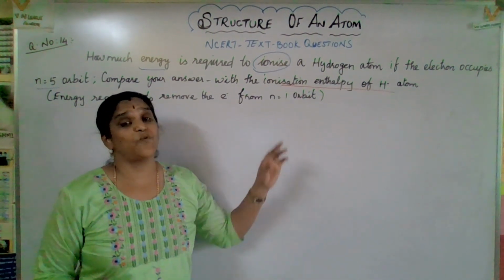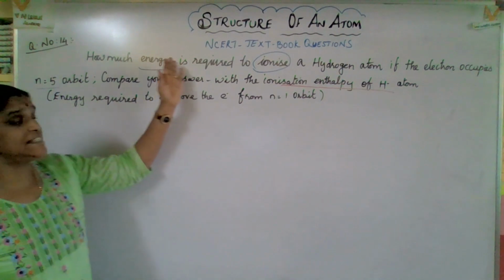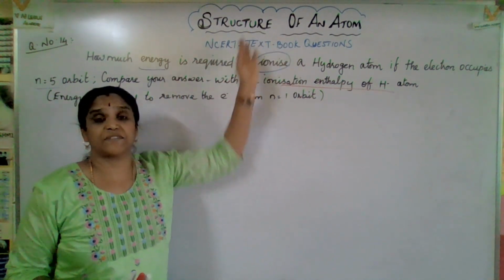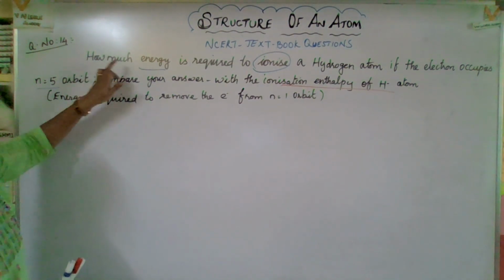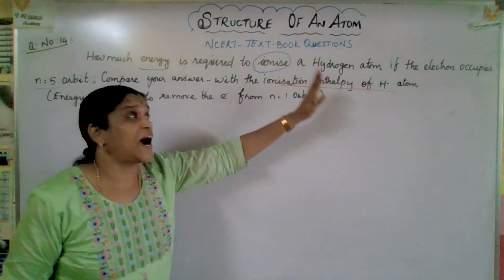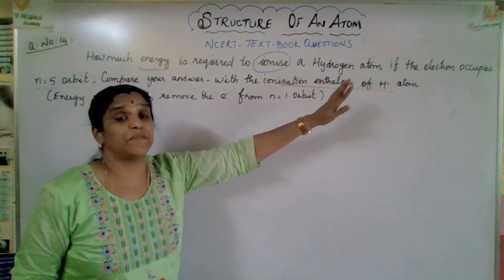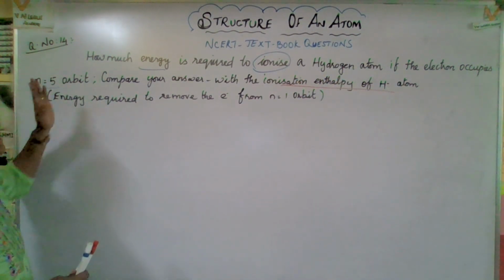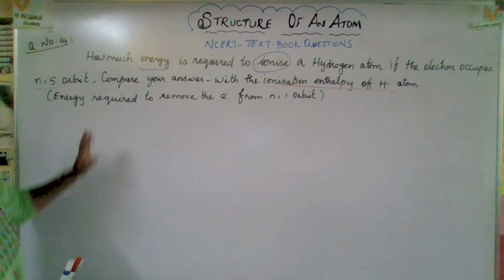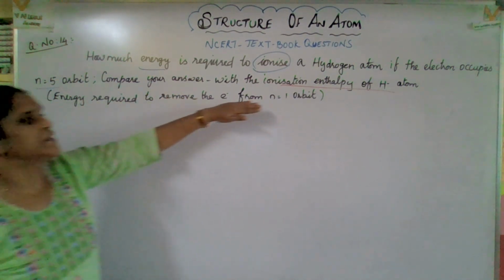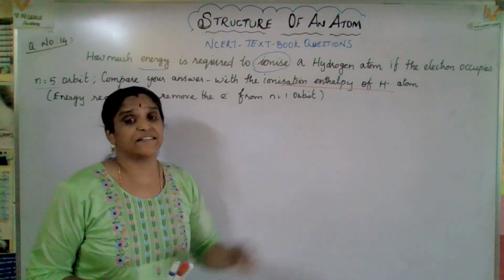Students, let us watch how to solve the NCERT based type questions from structure of an atom. Question number 14 onwards. How much energy is required to ionize a hydrogen atom if the electron is present, that means the electron occupies the n equal to fifth orbit? Compare your answer with the ionization enthalpy of hydrogen atom.